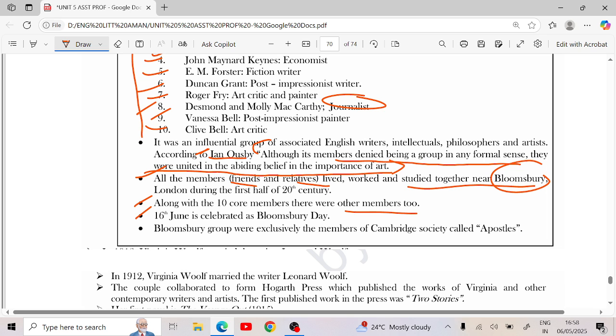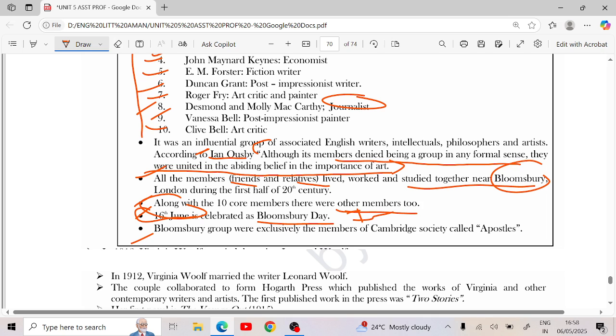Then 16th of June is celebrated as the Bloomsbury Day. A very important question can be asked from here. अभी तक UGC ने नहीं पूछा है when the Bloomsbury Day is celebrated. So the right answer is 16 June. 16 June is the day when the Bloomsbury Day is celebrated.